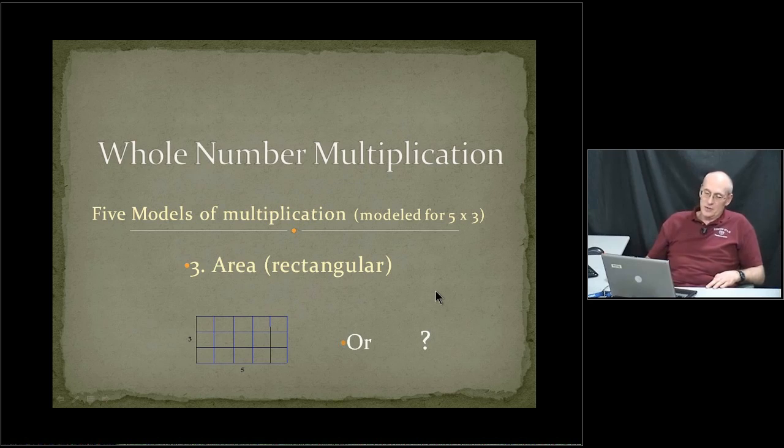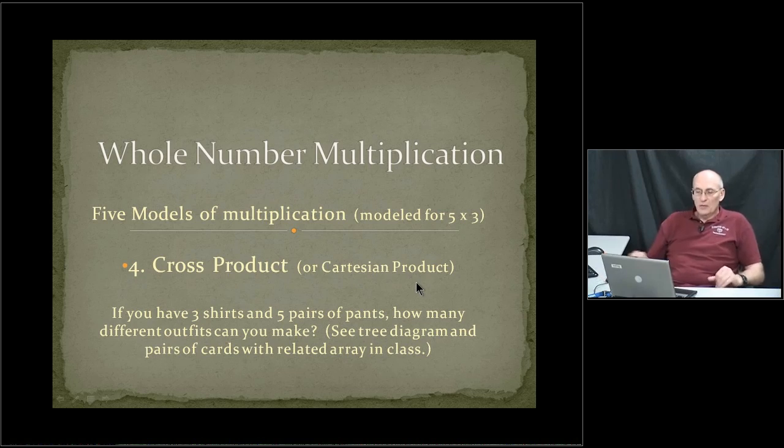So the idea on this is why this is a model, because we want kids, when they see a problem involving area of a rectangle, they should know that that's multiplicative. And so that's why it's one of the models of multiplication that we use. Fourth one's a little bit more obscure.